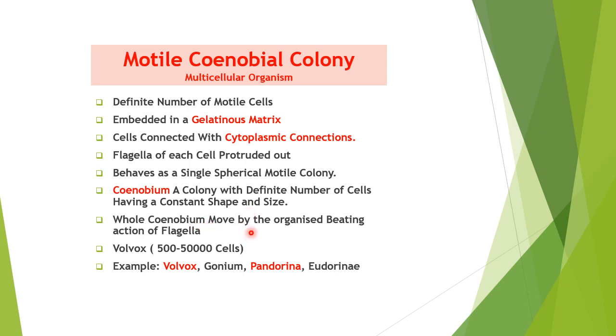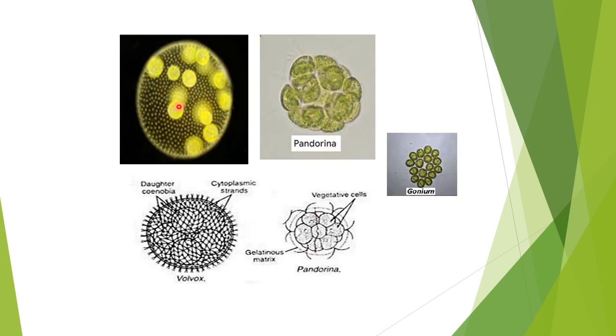The whole coenobium moves by the organized beating action of flagella. A Volvox can have 500 to 50,000 cells. Examples are Volvox, Gonium, Pandorina, and other species also. So we are moving from a single cell to a number of cells, but they are aggregations. Here is how Volvox looks. These are the number of cells, and these are the protrusions. The three-dimensional structure of it will be this.